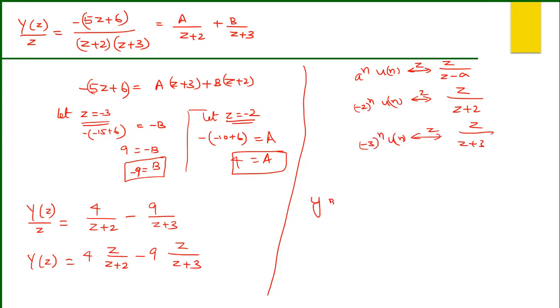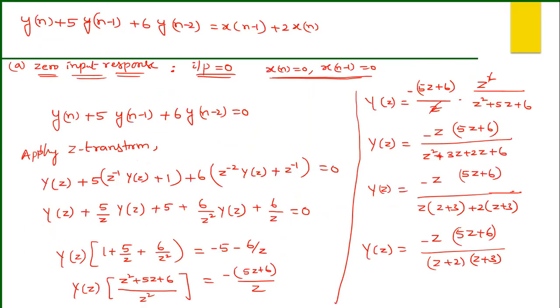So now what is y of n? Anyway this is zero input response, right? So y of n will become 4 into z by (z plus 2), that is minus 2 whole power n into u of n, minus 9 into z by (z plus 3), that is minus 3 whole power n into u of n. So this is zero input response. Next one we need to calculate zero state response. Zero input response over. Next we will calculate zero state response.